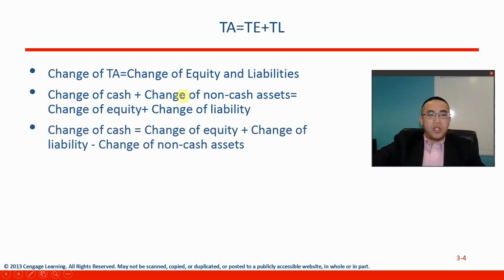And then if I move the change of non-cash assets to the right-hand side of the equation, the change of cash equals the change of equity plus the change of liabilities minus the change of non-cash assets. That basically says if non-cash assets increase, cash would go down in the opposite direction because the sign here is negative. And if equity or liabilities increase, then cash would also increase in the same direction because the signs here are positive.